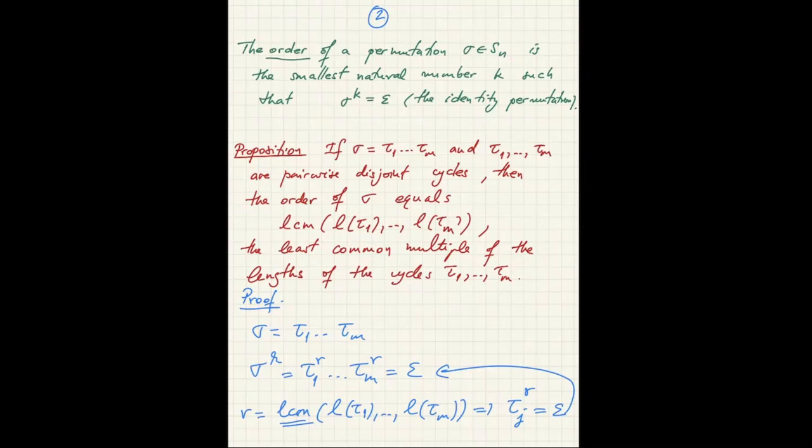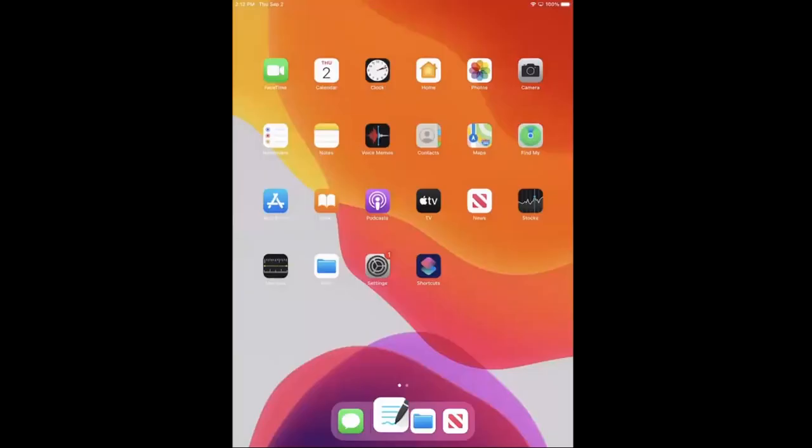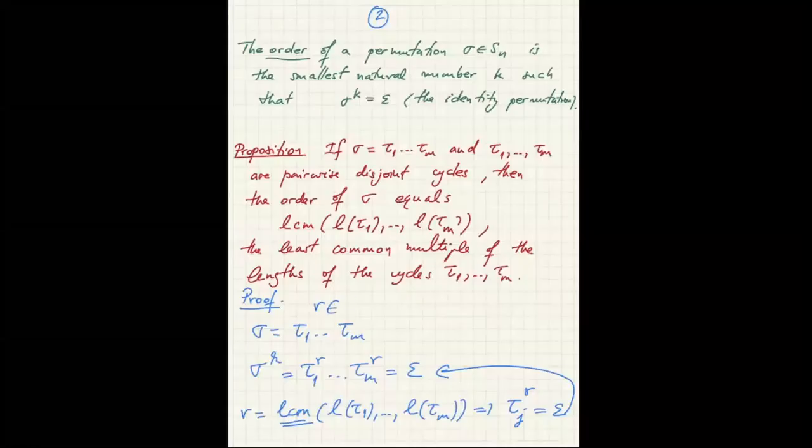So to see why that's the case, if we take some natural number r, and we have our decomposition tau 1 to tau m, and we raise sigma to the power r, because these cycles are disjoint, they commute. And so sigma to the r is going to be this product tau 1 to tau m to the power r. But because the cycles commute, this expression is actually going to equal tau 1 to the r, times tau m to the r.